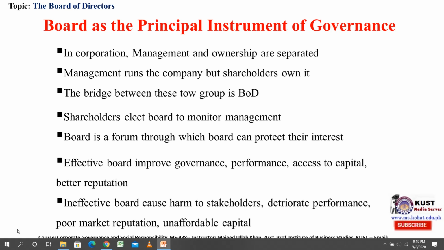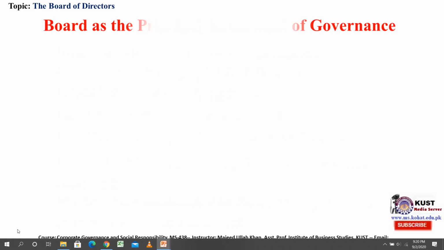Ineffective board: harm to shareholders, deteriorating performance, poor market reputation and unaffordable capital. It's obvious that if the board is not effective, it will harm all the shareholders. It will not be in a position to manage or oversee the management. It will not be in a position to set long-term objectives of the company. So it will deteriorate performance and get a poor reputation in the market. So nobody will be willing to invest in such a firm.